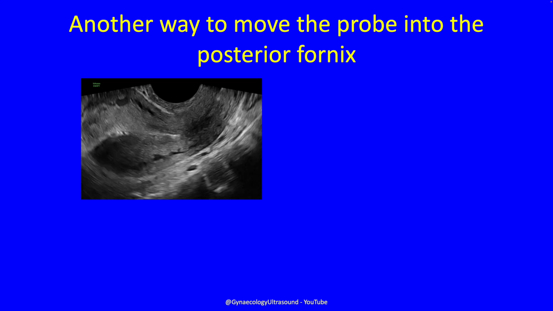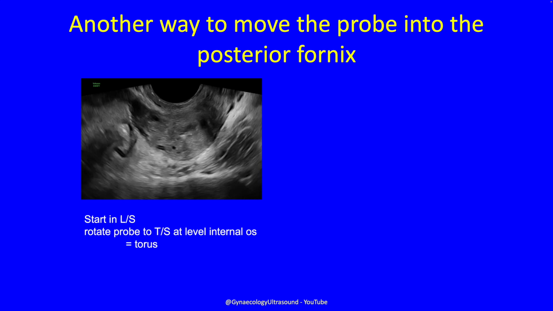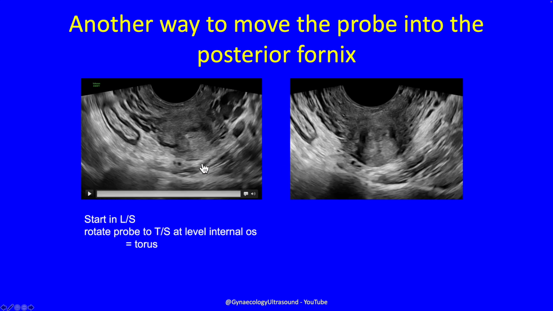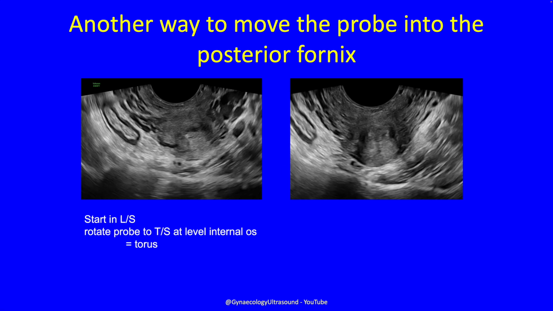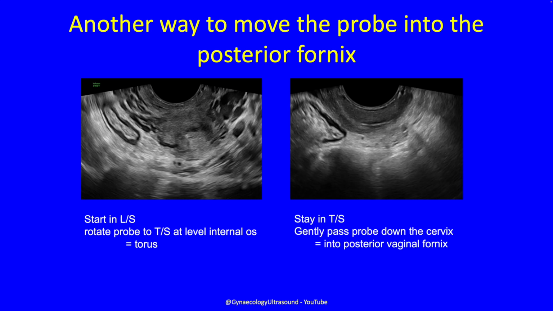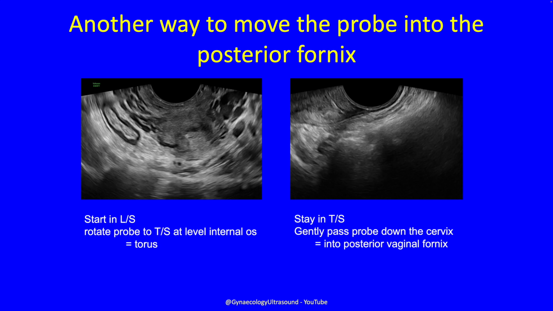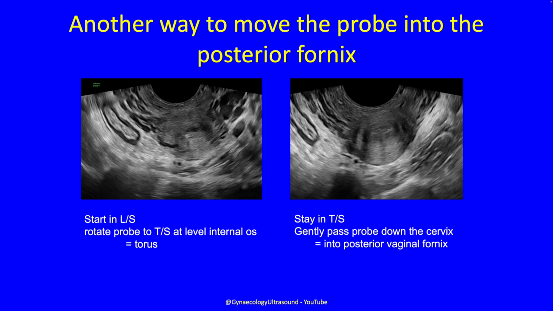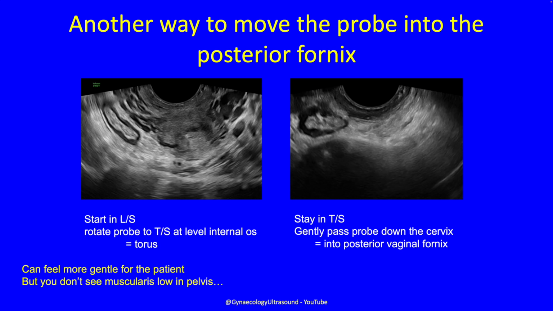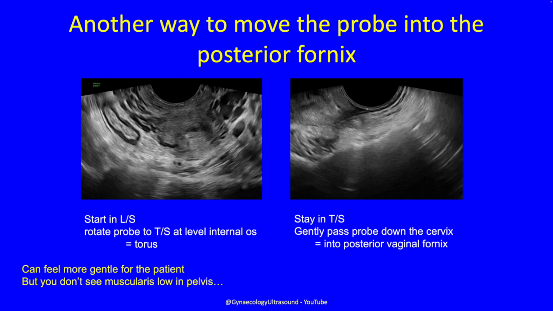There's another way for if people are a little bit more anxious. You start in the longitudinal plane and you rotate your probe to transverse at the level of the internal os. So you're now at the torus. Now at the torus, I'm going to stay in the transverse plane and move the probe down toward the sacrum. That also gets me into the posterior fornix. If I now rotate longitudinal, you can see where I am. I'm in the posterior fornix. It's a slightly more gentle way of putting the probe in the posterior fornix, but you can't examine the bowel particularly well on your way down, which you can in the previous view, as I'm about to show you.